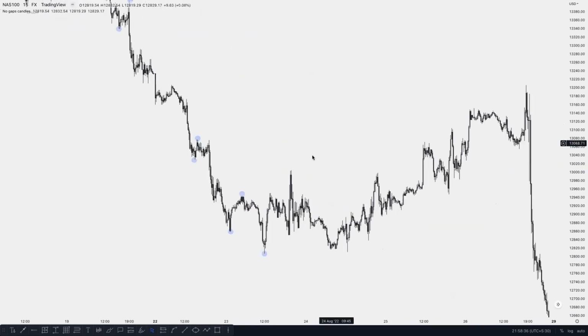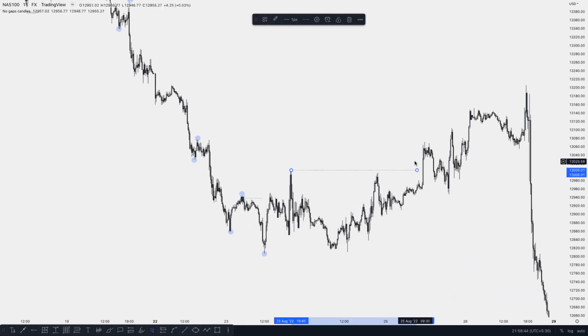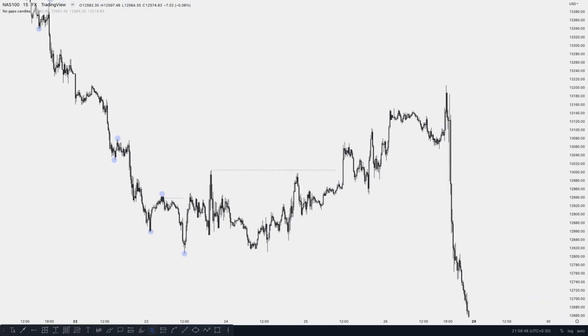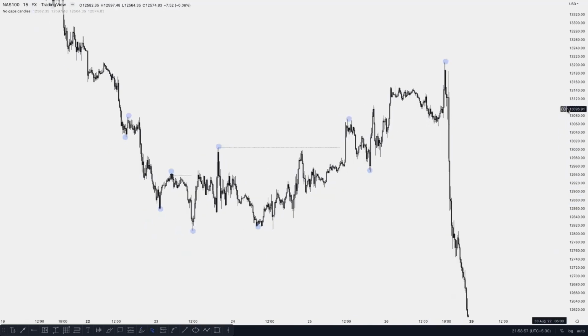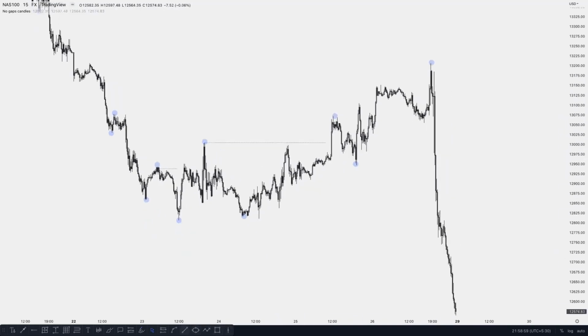Okay. Break the structure and go higher. Again, break the structure. And in this case, this one is higher. Right. And then again, market break the structure is here. And this one is our change of character.